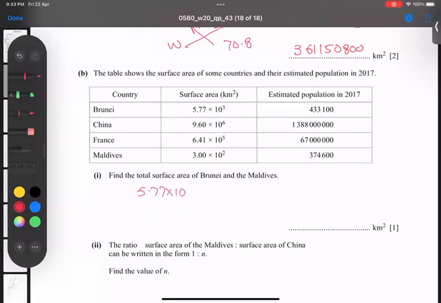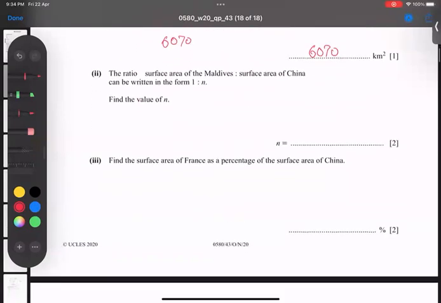5.77 into 10 to power 3 plus 3.00 into 10 to power 2, and we add them. Some students get issues, so let me type exactly as it is. 5.77 into 10 to power 3 plus 3 into 10 to power, sorry, it's not 3, it is 2. So I'm getting 6070 without any difference. Let's talk about the next part.